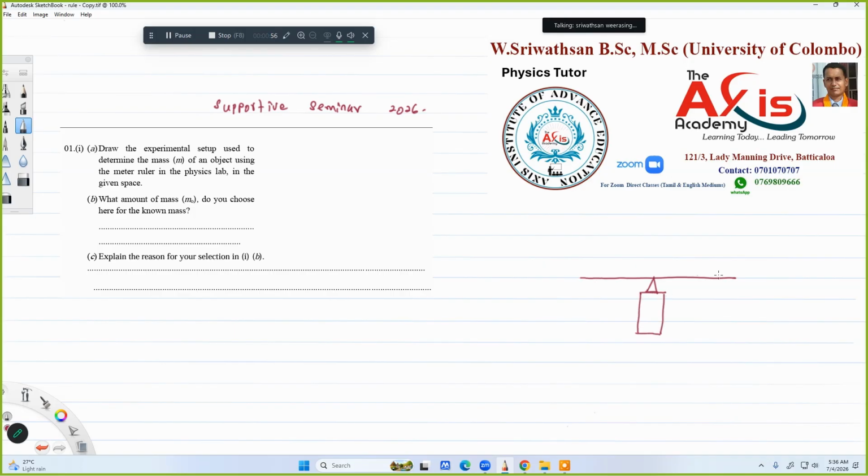Initially, we need to balance the meter rod on the knife edge. If it is horizontal, we can say the center of gravity of the meter rod is at the knife edge. Why are we doing so? Because in the calculation, the weight of the meter rod won't appear. At one end of the meter rod we hang the unknown mass, for example M. At the other end we hang the known weight, mg.